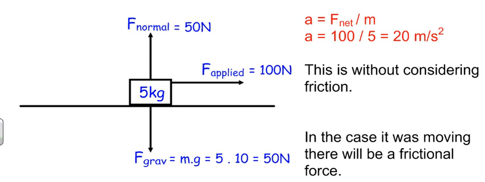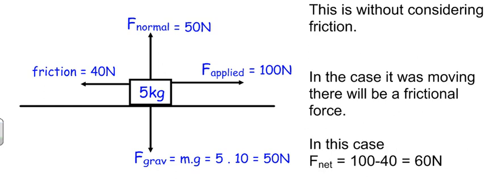In the case the body was moving, there will be a frictional force. Let us say the frictional force is 40 newtons. Now, frictional forces act to oppose the motion of the body, so if the body were accelerating to the right, the frictional force will be acting to the left.